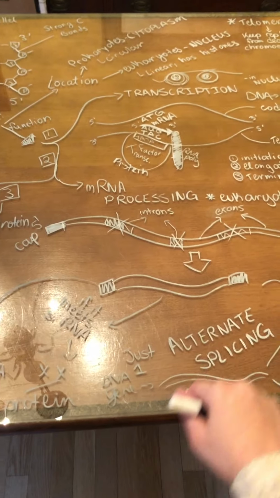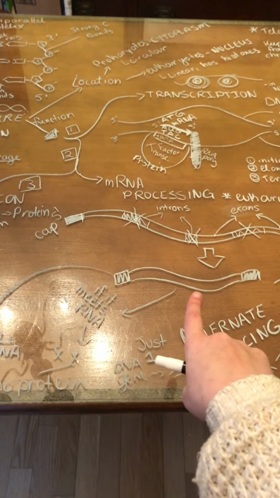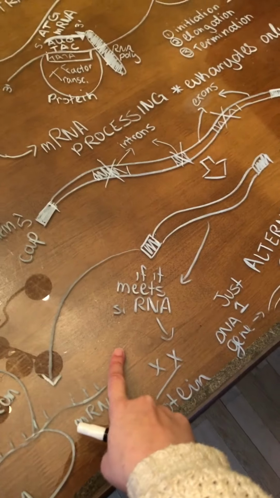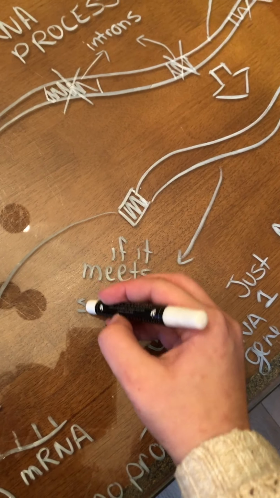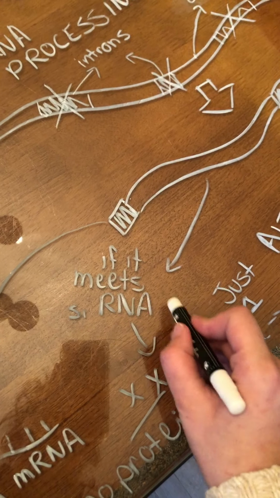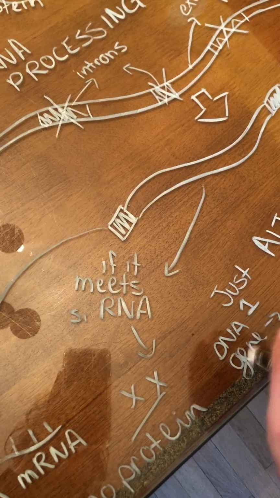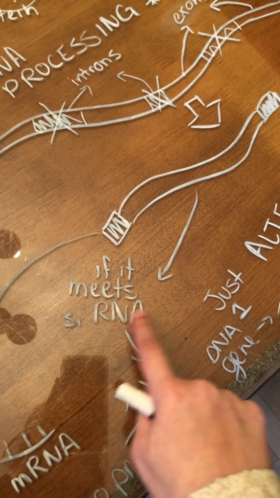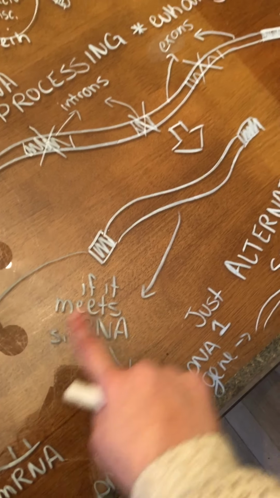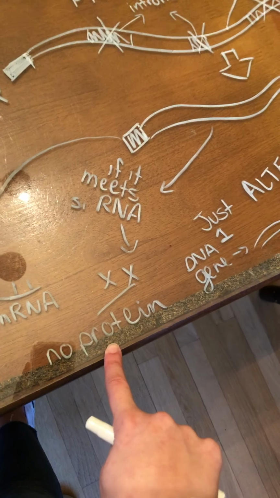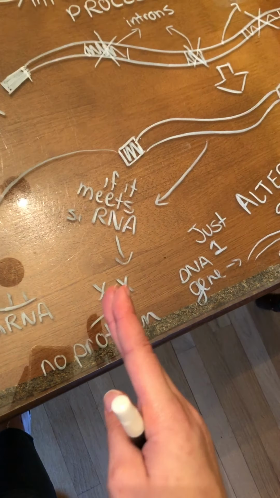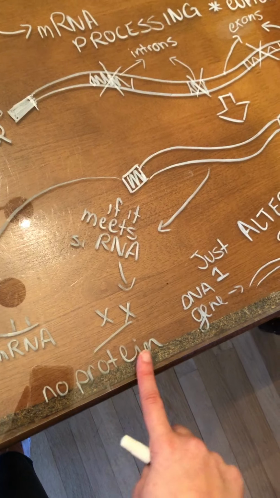There is one thing that can get in the way of this process, and it is when your mature messenger RNA meets an enemy in the cytoplasm. This is the last type of RNA that we're interested in, and it's siRNA. It stands for small interfering RNA, and what it does is just finds a messenger RNA transcript and totally wrecks it. It eliminates it from the cytoplasm so that no protein can be made from it.